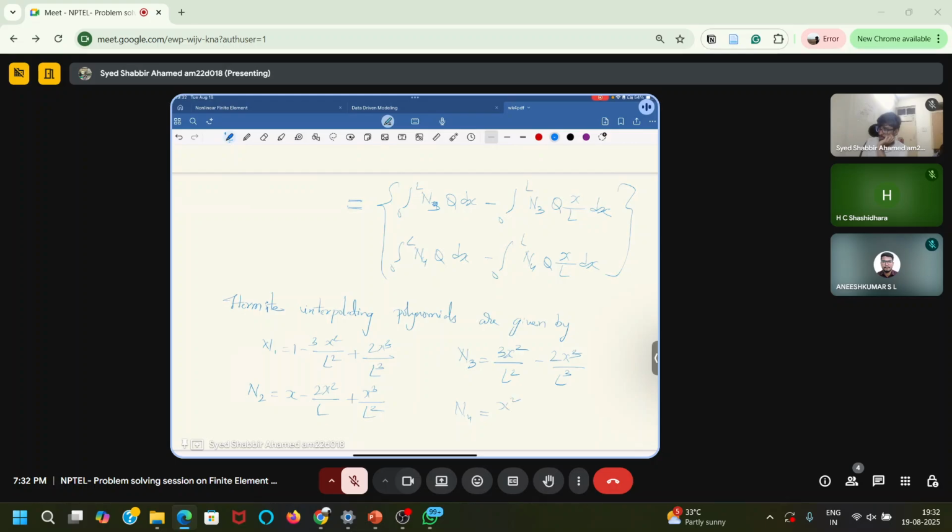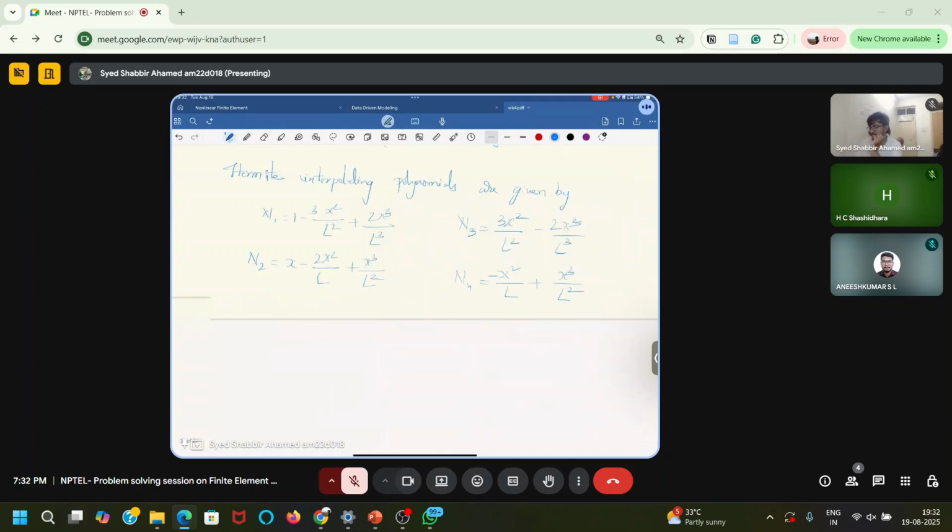Okay. In the class, you can go to the class notes and refer to it if you have forgotten. No need to remember this, but just have to know how we are getting this.